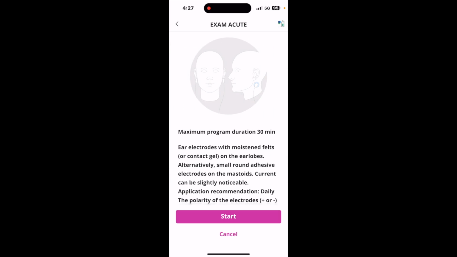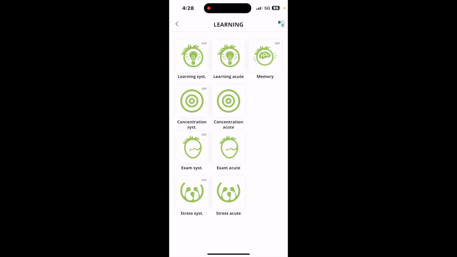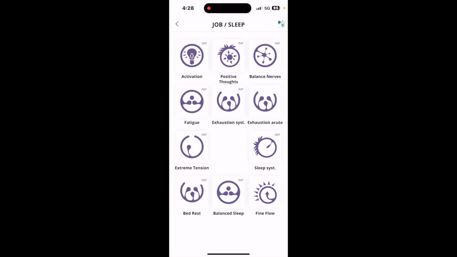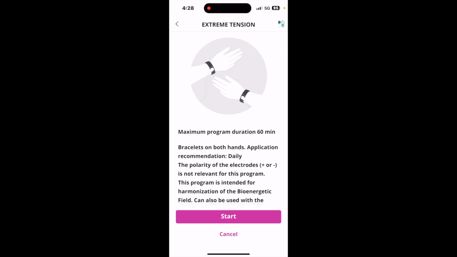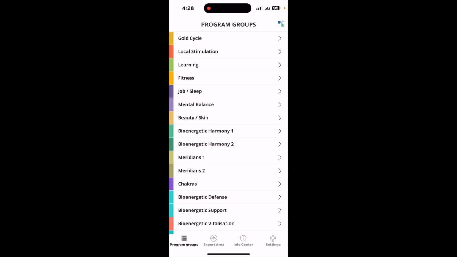All right, this is 30 minutes for exam acute. It's also the same, use the ear electrode or the gel electrodes. So both are the same. Stress and exam both are 30 minutes. So these are the two that can be used. And then the other one would be under job, under extreme tension here. Okay, do you see here, extreme tension? So that can be used. Extreme tension is about 60 minutes. This is when they feel very tense. So that can be used in the midst of the anxiety.